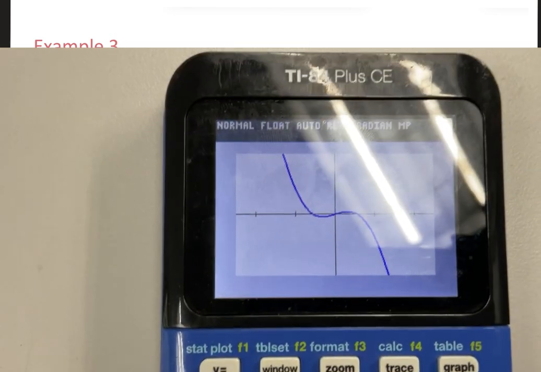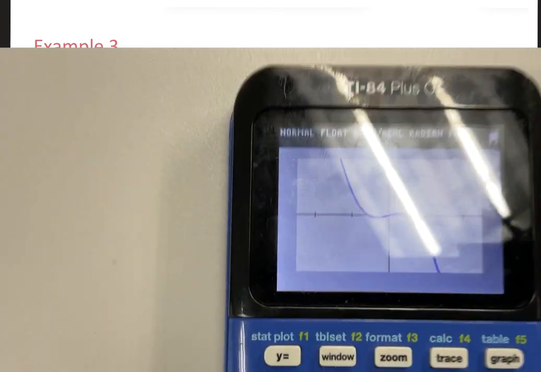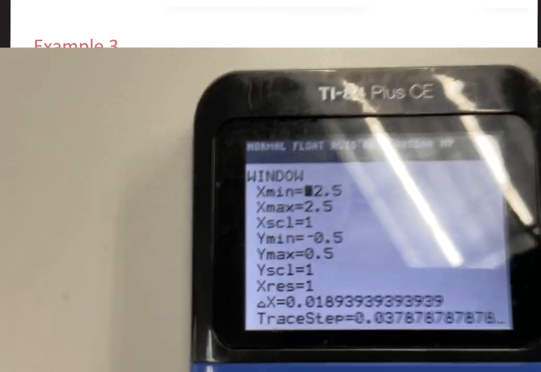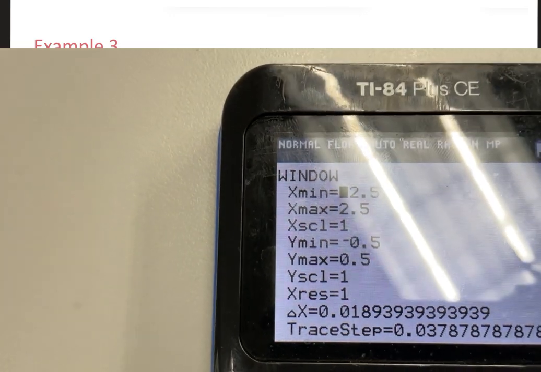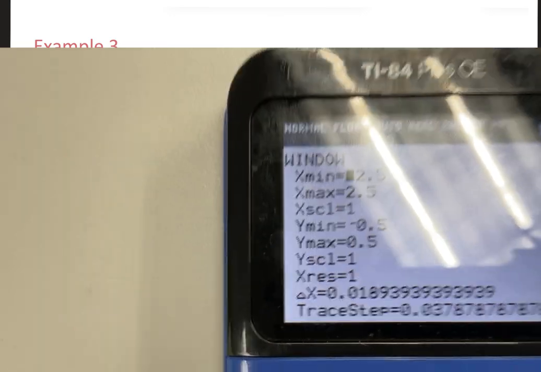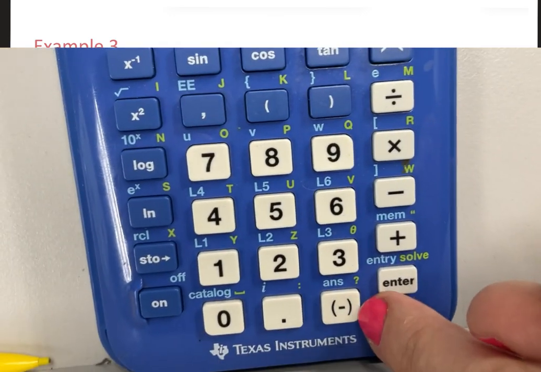Now, if I want to go back to my initial window, this is what I would say your standard window is: -10 to 10 and -10 to 10 on both x and y. So negative has to be this negative because it's leading.